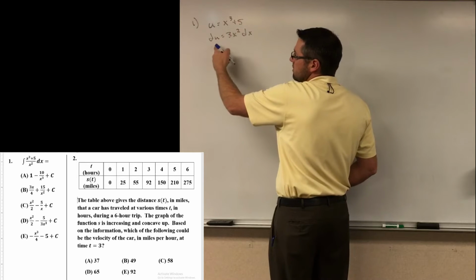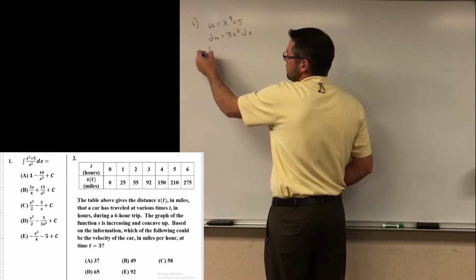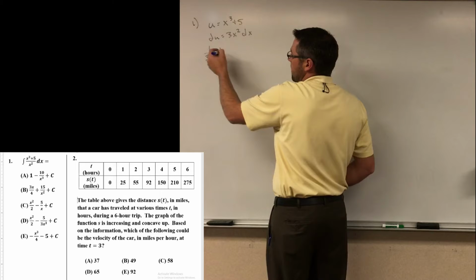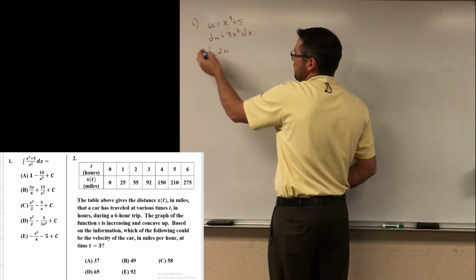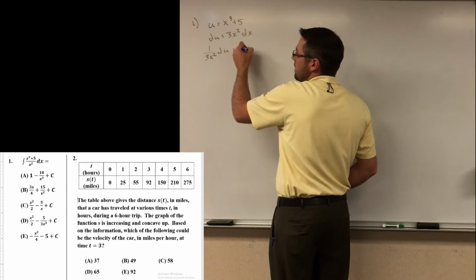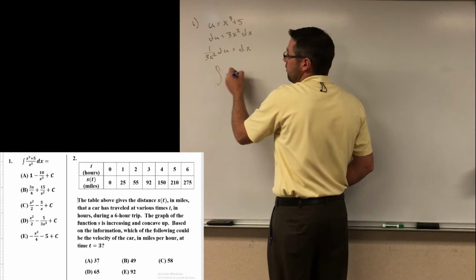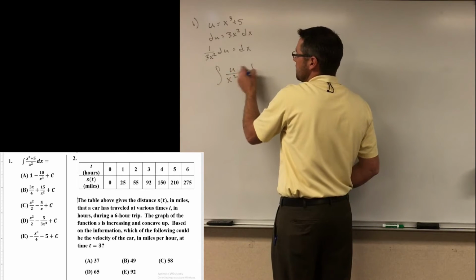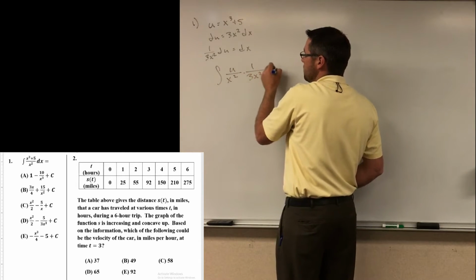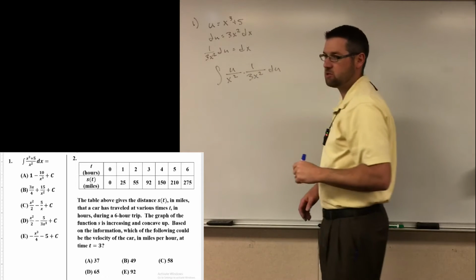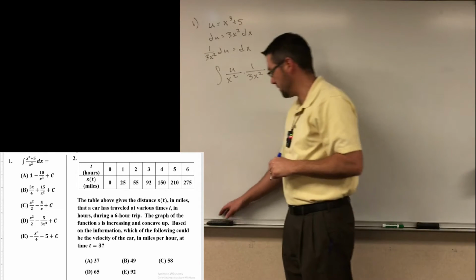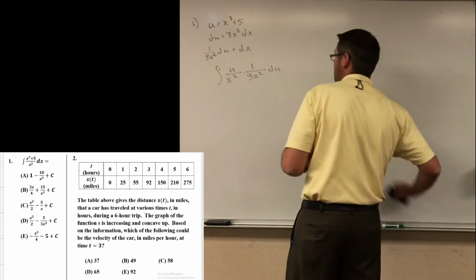The problem is, I'm going to go through it to make sure you guys understand why. I'm going to divide by 3x squared, so 1 over 3x squared du equals dx. When I go to substitute in, I get u over x squared times 1 over 3x squared du. And that doesn't cancel out your x squareds, that just compounds the issue, right? So u substitution actually will not work on this.